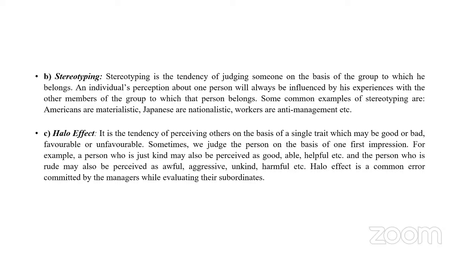The next one is stereotyping. Stereotyping is very wrong. A lot of problems in our world today are because we stereotype the people around us. So, what is stereotyping? Stereotyping is the tendency of judging someone on the basis of the group to which he or she belongs. So you are forming an opinion about a person not based on that person, but based on the group to which that person belongs. You must have heard this: all North Indians are like this, all South Indians are like this, all Malayalis are like this, or all Punjabis are like this, people from Telangana are like this, people from Andhra.